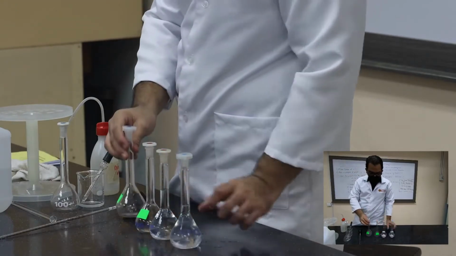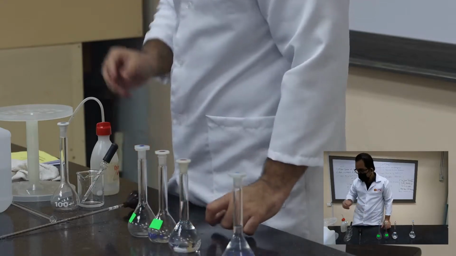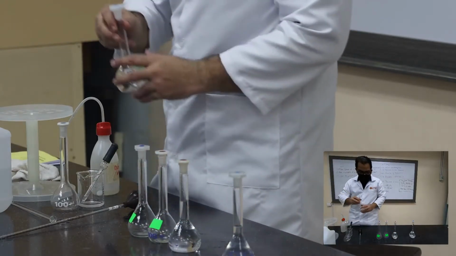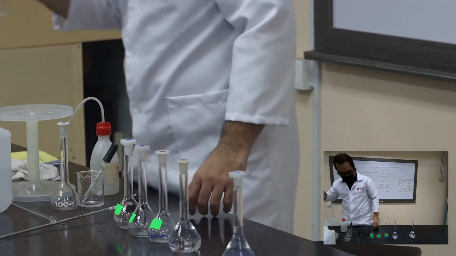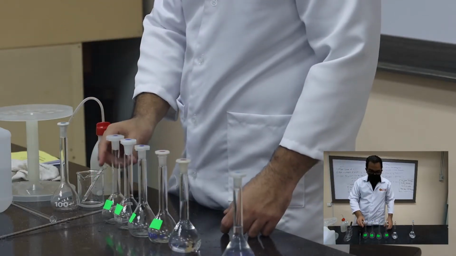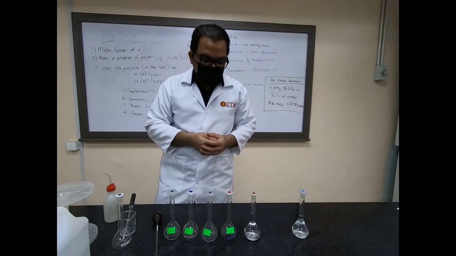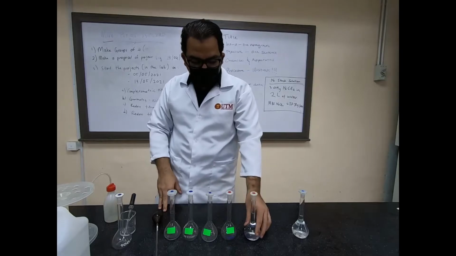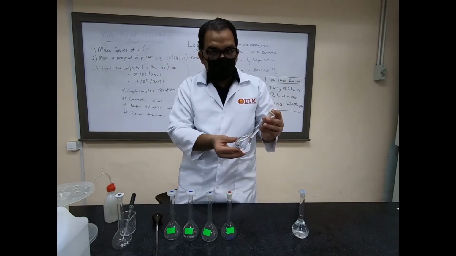Next, I'm going to prepare the calibration standards, right? So I'm going to need 5 different volumetric flasks because I have to prepare 5 different concentrations of calibrators at 0.5 ppm, 0.4 ppm, 0.3, 0.2, and 0.1 ppm. To prepare this, I have to use serial dilution.